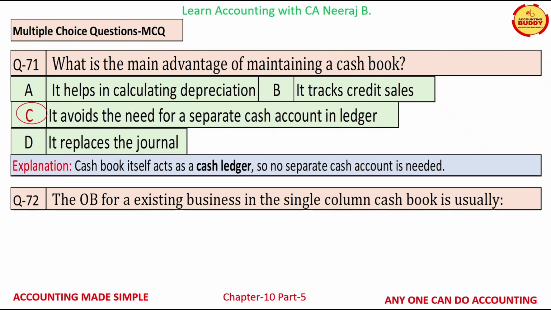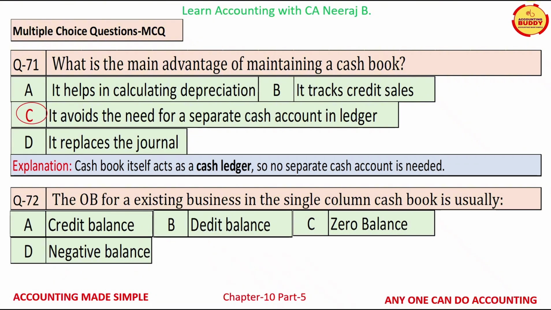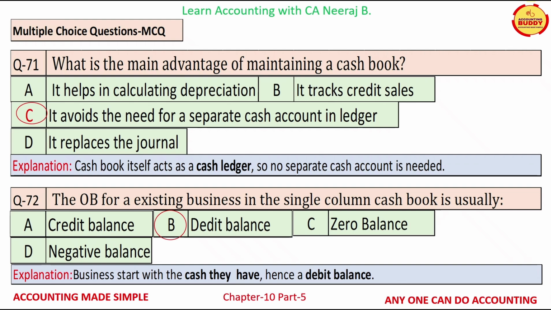Question number 72. The opening balance of an existing business in the single column cash book is usually, and the available options are option A, credit balance, option B, debit balance, option C, zero balance, and option D, negative balance. And the correct answer is option B, debit balance. Business starts with the cash they have, hence it is always a debit balance.